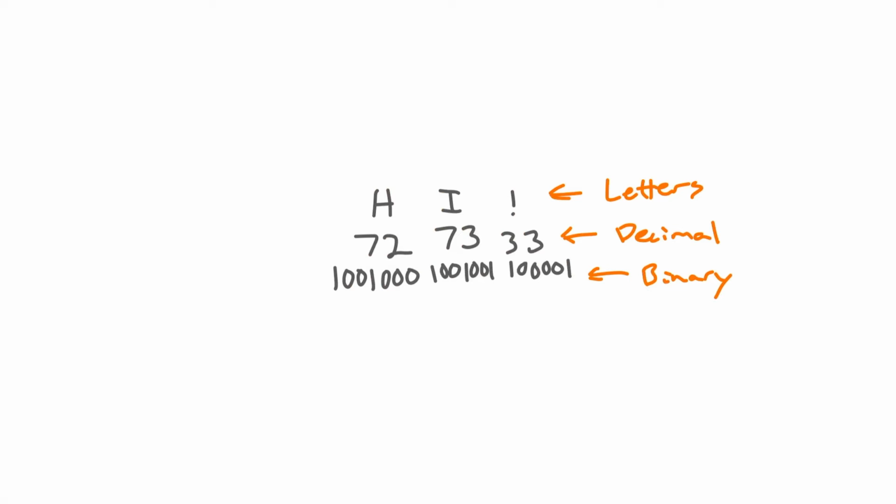If we instead added a third byte, or a byte is just another term for 8 bits, or 8 ones and zeros, because single bits are not very useful for solving problems. People usually think of them in groups of 8, or 1 byte. So 8 bits equals 1 byte. So if we have 3 bytes, 72, 73, and 33 in decimal, and I show the binary down below, then we get the message, capital H, capital I, exclamation point.